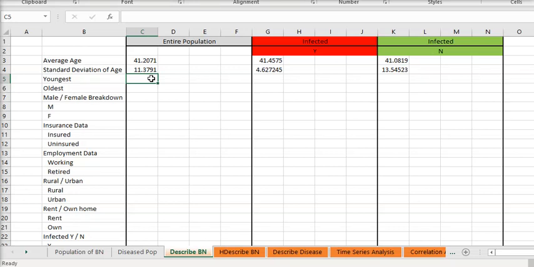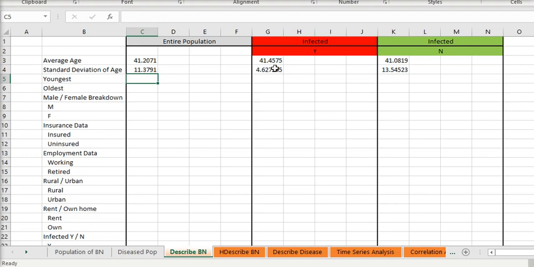Next, we're going to find the youngest age and the oldest age of these two populations. Now, we know that the average is the same for infected versus not infected versus the entire population as a whole. We know that the standard deviation is different between the infected and not infected population. But let's look at what the youngest and the oldest is.